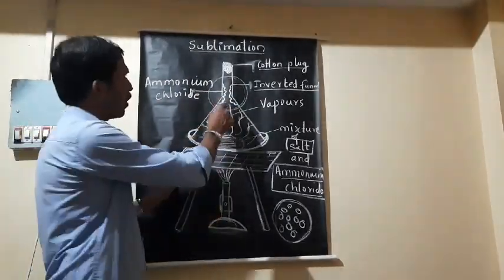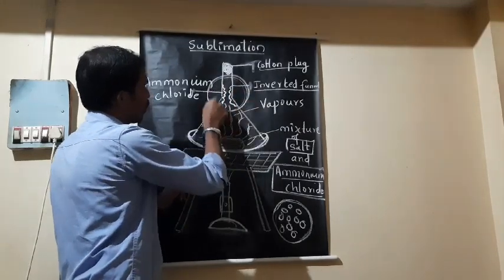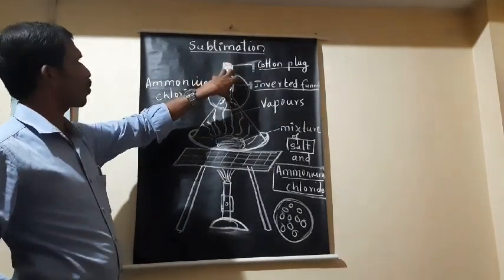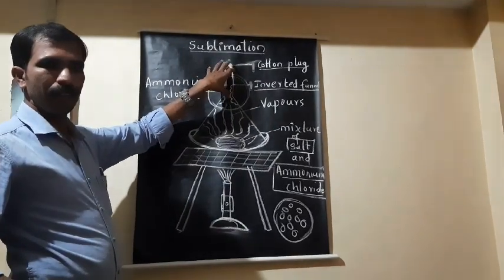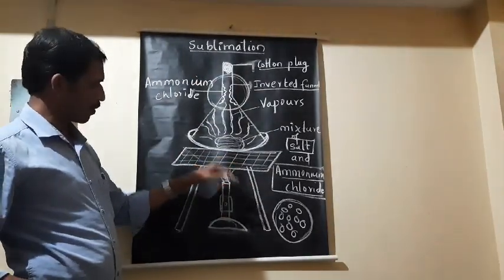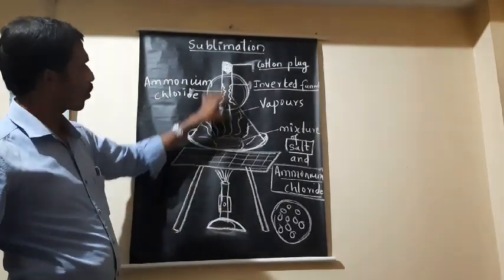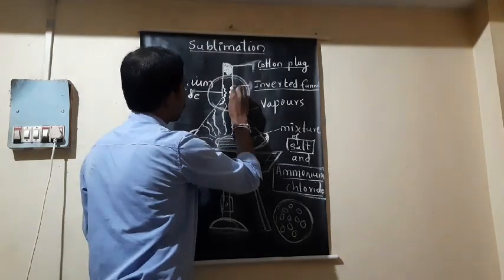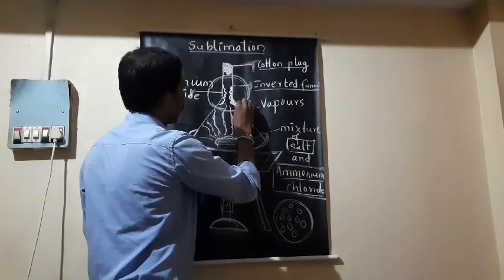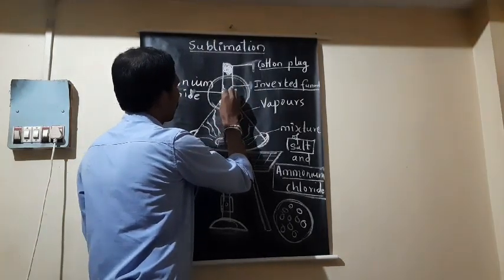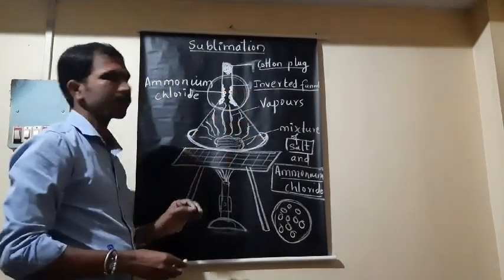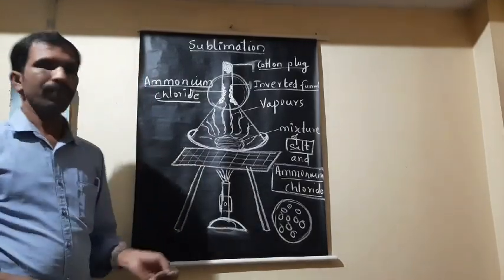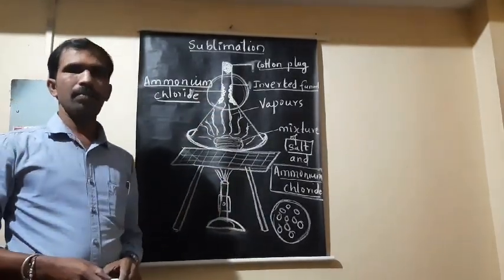Why? Because here there is a low temperature compared to there. When you cool it, or if you switch off this burner, all the ammonium chloride fumes or vapors will start depositing here on the wall of the funnel. So I have written here ammonium chloride. This is where the salt is separated from ammonium chloride.